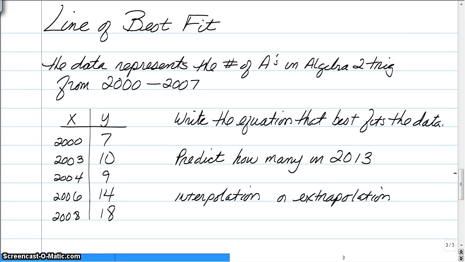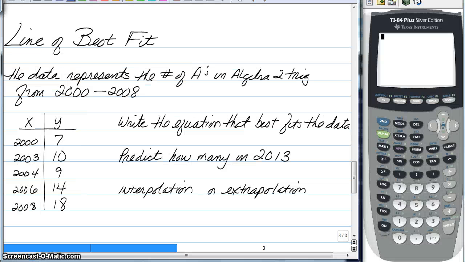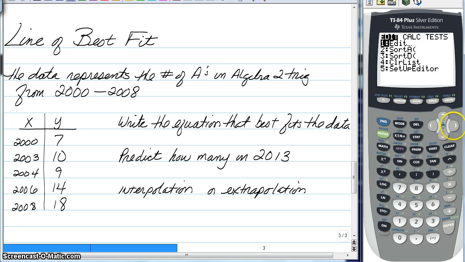Line of best fit. You're going to need your calculator for this, so press pause, go get it, and I'll go get mine. Okay, so a line of best fit is something your calculator can do to take some data and analyze it and actually come up with a linear model. So press stat on your calculator, and then this is going to take you to your stat menu. What you want to do first is go to edit by pressing number 1 on the edit menu.